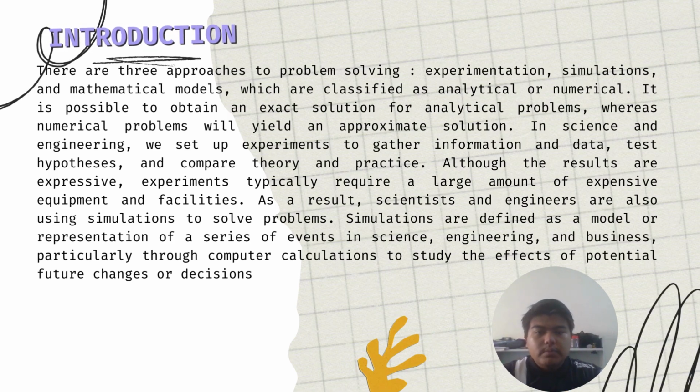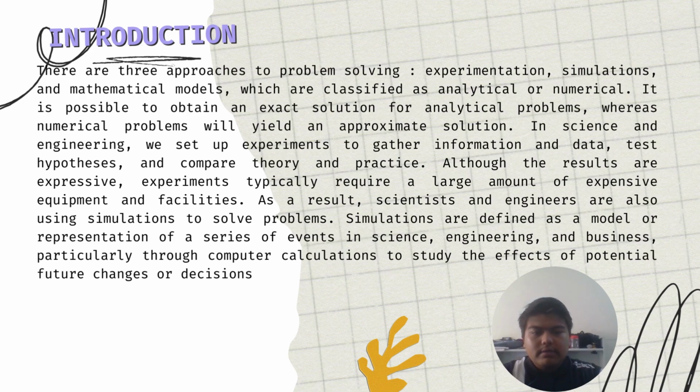There are three approaches to problem solving: experimentation, simulation, and mathematical model, which are classified as analytical or numerical. It is possible to obtain an exact solution for an analytical problem, whereas a numerical problem will yield an approximate solution. In science and engineering, we set up experiments to gather information and data, test hypotheses, and compare theory and practice. The result is that experiments are expensive; they typically require a large amount of expensive equipment and facilities. As a result, scientists and engineers are also using simulation to solve problems.